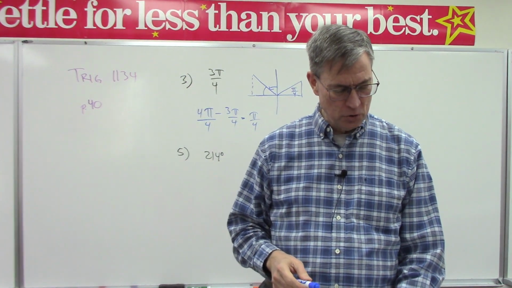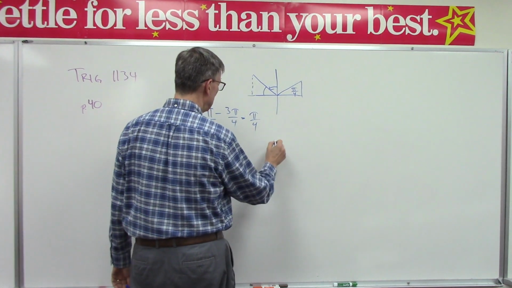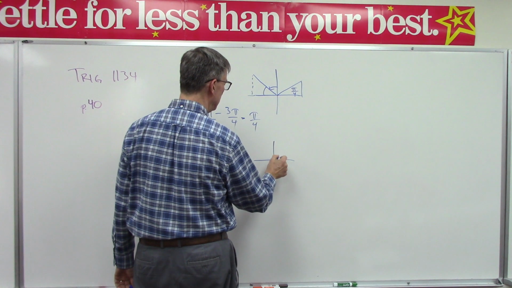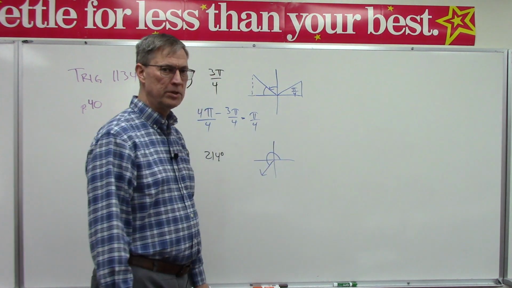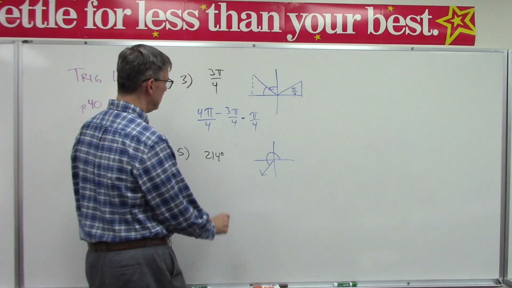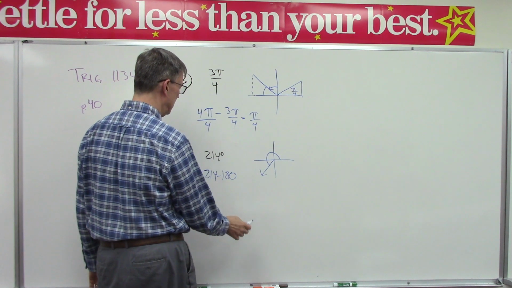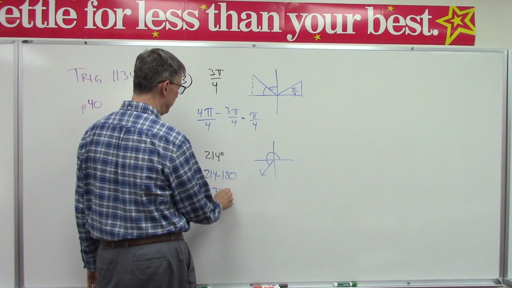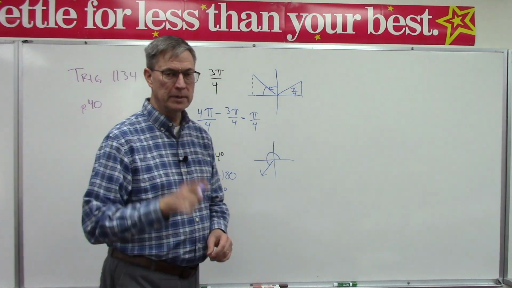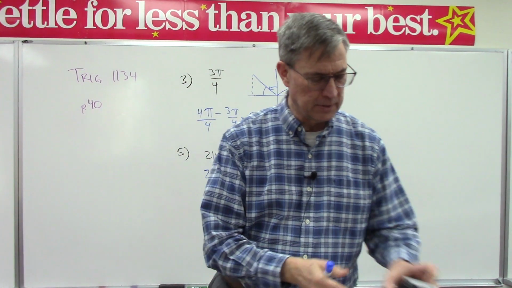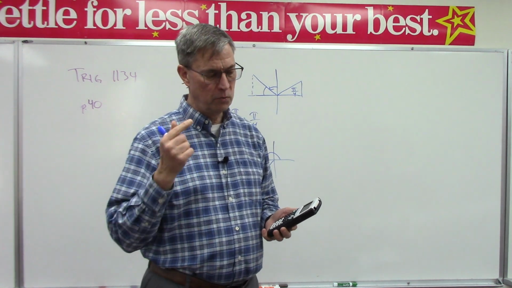Let's take the 214 degrees. And 214 degrees would be past 180, so it's going to be down here again in the third quadrant, which means we're going to take 214, subtract 180, and so we're going to get 34 degrees. All right, then it says find the sine of the angle and the sine of the reference angle.